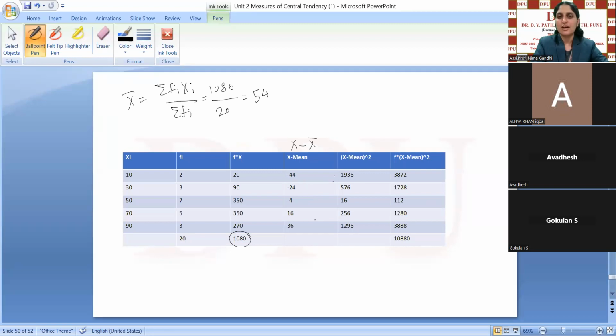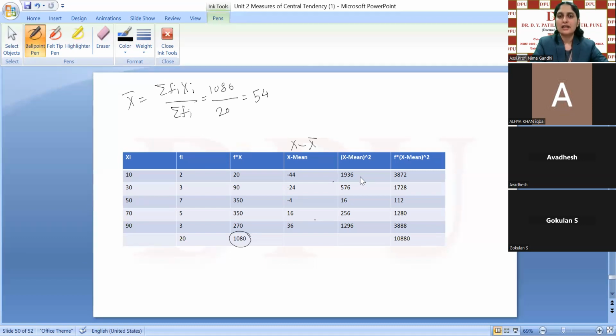So 44 square is 1936. 24 square is 576. 4 square is 16. 16 square is 256. 36 square is 1296. So again, you don't need this. What you need is to multiply this column by the frequencies column, and that is your last column.